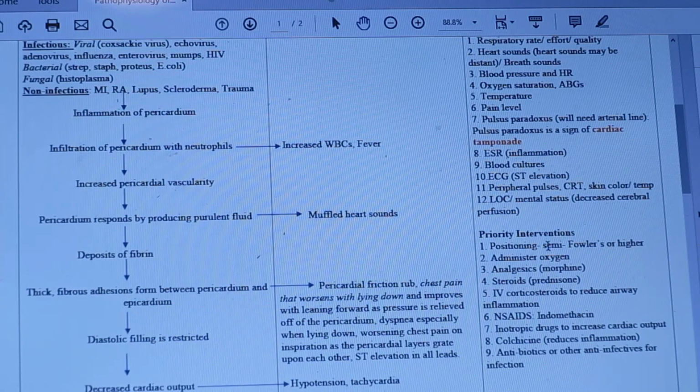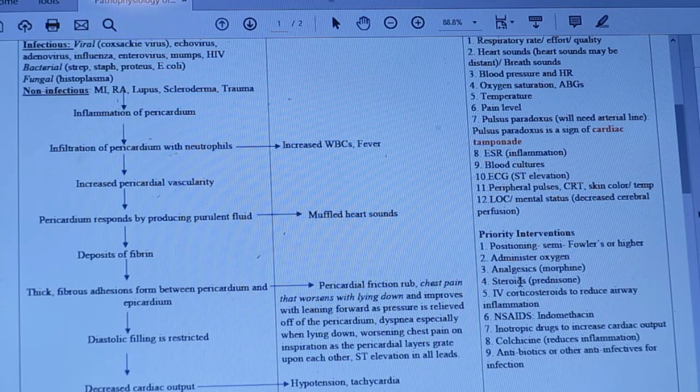Well, we're going to address ABCs first, right? So we're going to position the patient upright. This is how they breathe the best. We're going to give oxygen. We're going to treat the pain because the pain is going to interfere with their ability to oxygenate and perfuse.